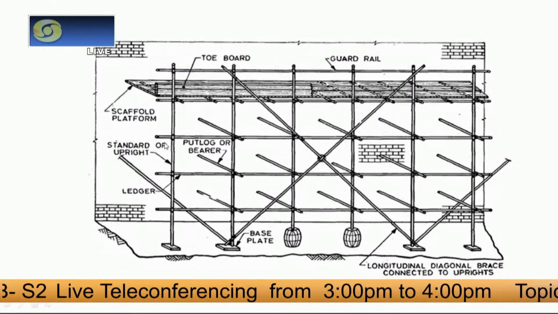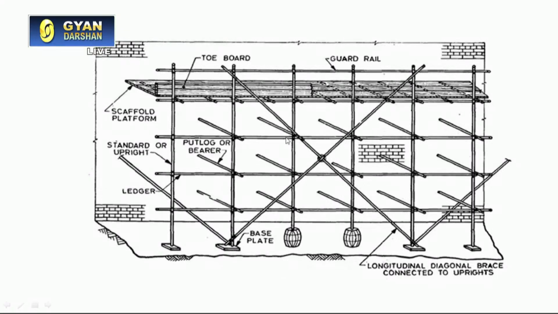These horizontal members are called ledgers. And these vertical members in the scaffold are called standards or uprights. There are some diagonal members also. These are provided for additional stability of the scaffold. These are called braces.